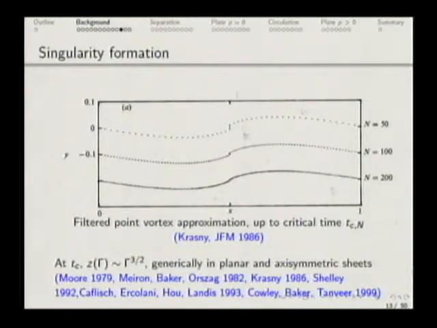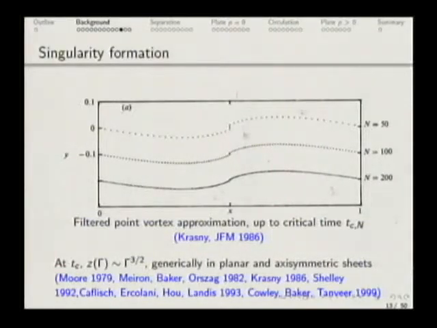Before this time, everything is nice about vortex sheets. You can show convergence of the point vortex approximation, of the filtered point vortex approximation, and that's the work by Kavlish, Ercolani, Hauer, and Nundes. And Cowley, Baker, and Navier showed that the singularity is generic for 2D and 3D. And Moore is one of the first ones that get an indication using asymptotics of this type of singularity.